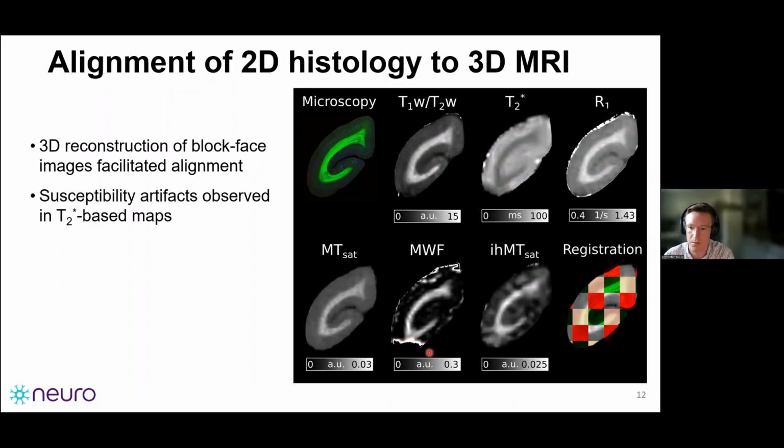We can also see maybe where the myelin water fraction maps are not fitting very well. We have some susceptibility artifacts that are most prominent in the posterior regions and definitely inferior regions of the marmoset brain. And once you see them here, you can also point them out a little better by the darkening in this T2 star map.